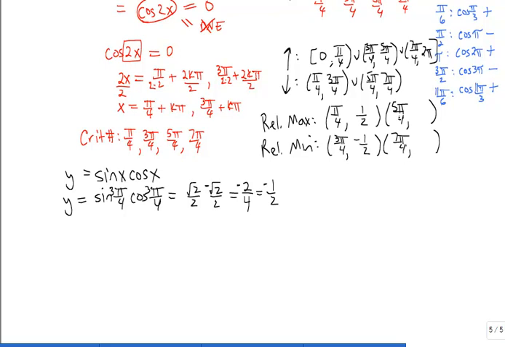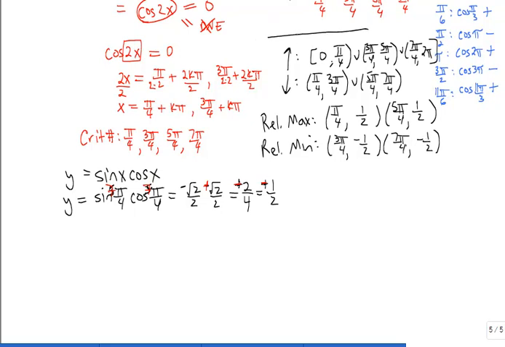If I go to 5 pi over 4, now I'm in quadrant 3, and both sine and cosine are negative, and a negative times a negative is a plus. So now we're back to a positive 1/2. And finally, if I went to 7 pi over 4, that's quadrant 4, so sine is negative, but cosine is positive, so we would be back to a negative. So this is negative 1/2.